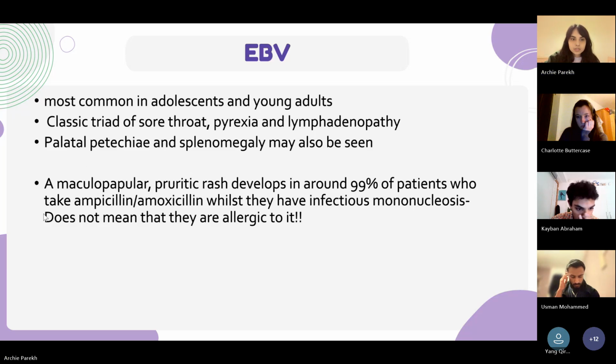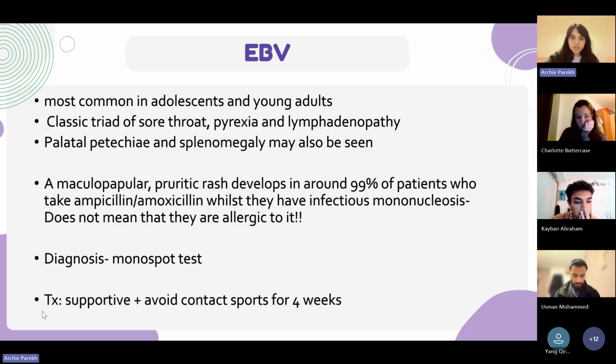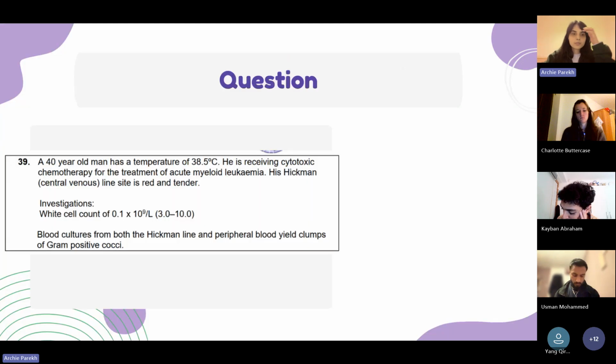So diagnosis is the monospot test, and treatment is again supportive, and you'd advise them to avoid contact sports for 4 weeks because of the risk of splenic rupture.